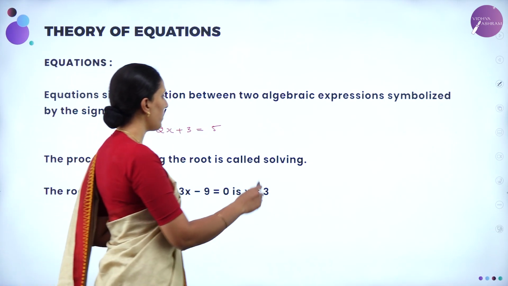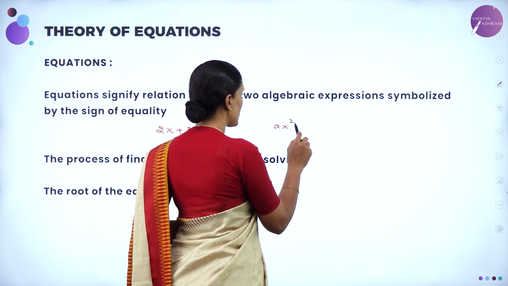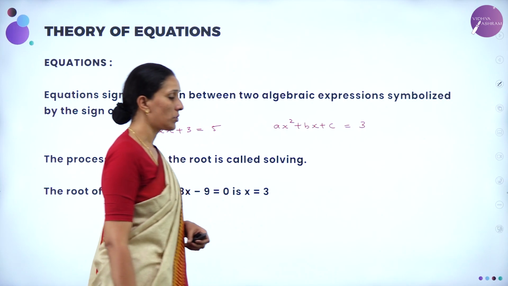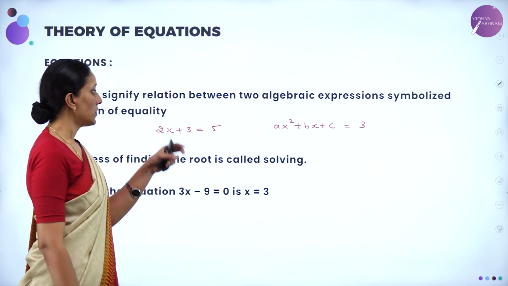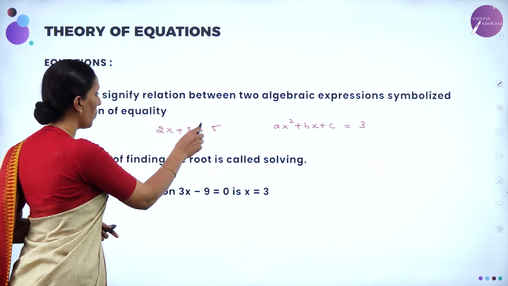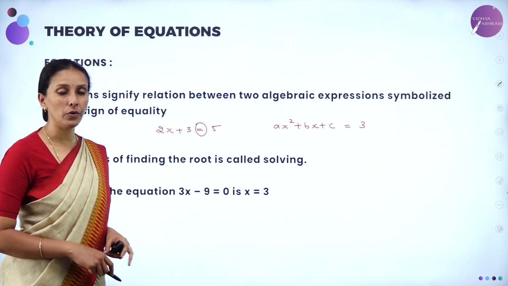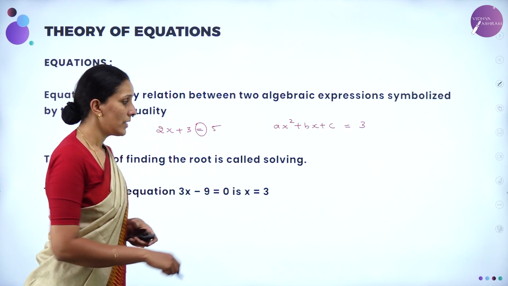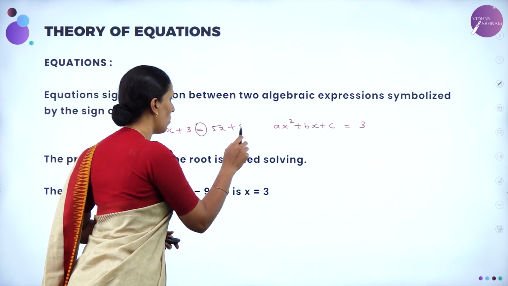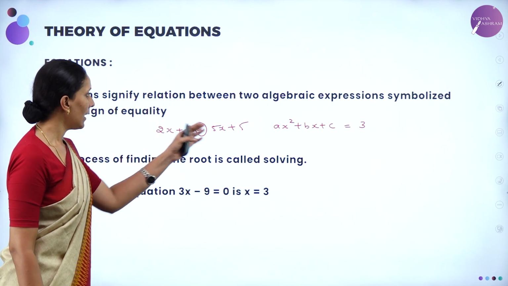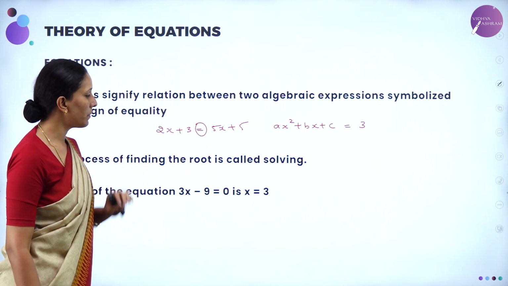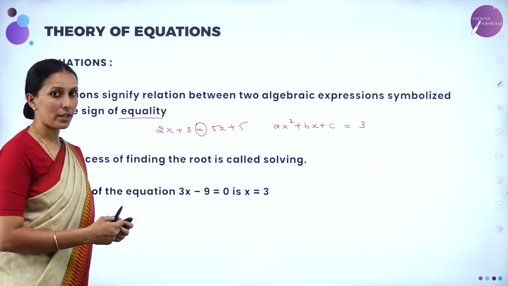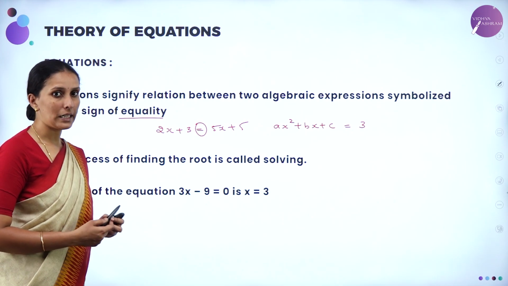Here we may also have ax square plus bx plus c is equal to 3. So this is also an example of an equation. It is always a relationship with an equality symbol between two algebraic expressions. Here it is not always a constant, sometimes it may be a variable also. So any relation between two algebraic expressions with the equality symbol is nothing but an equation. In today's session, we are talking about linear equation.